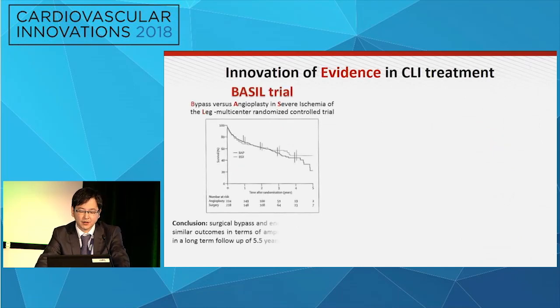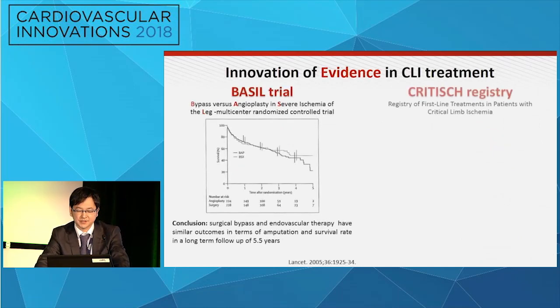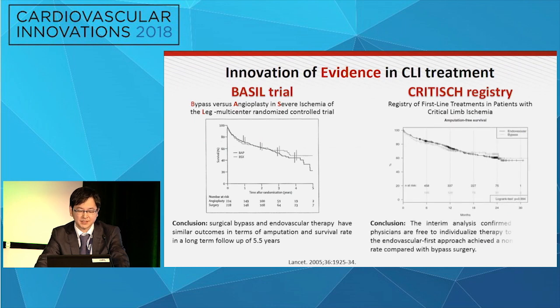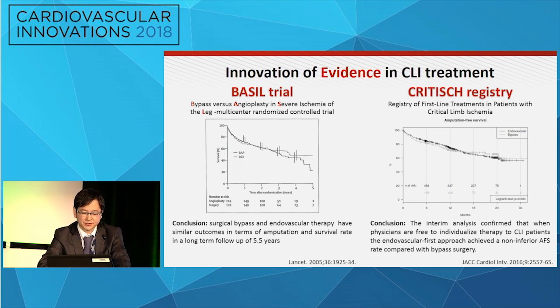Here are two major studies comparing endovascular therapy versus surgical bypass therapy in CLI patients. The BASIL trial consisted of a prospective multicenter randomized trial, while the CRITISCH study was a prospective multicenter registry. According to these two studies, if amputation-free survival is the endpoint, the result of endovascular therapy is comparable to that of the surgical bypass therapy.